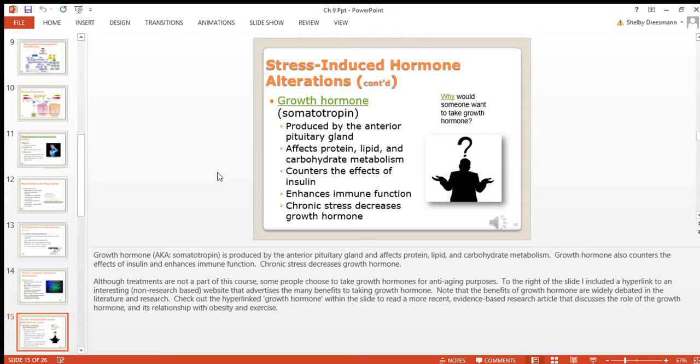Although treatments are not part of this course, some people take growth hormones for anti-aging purposes. We don't need to know that.